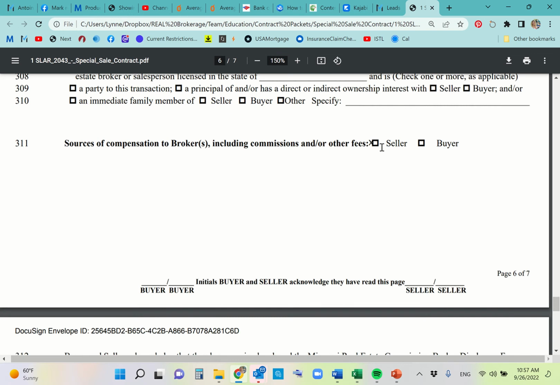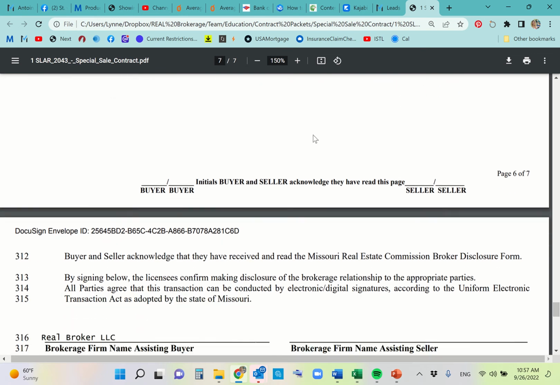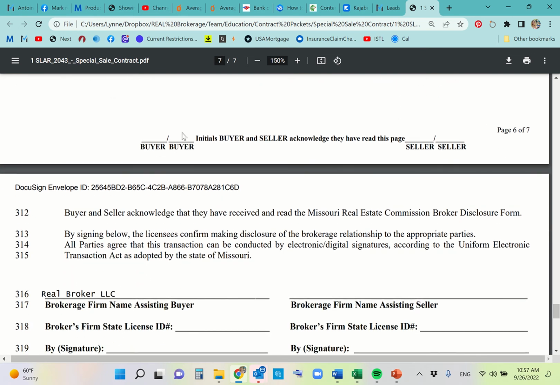And then finally, sources of compensation to the agent are, in this case, the seller. I already told you I don't charge extra. I am going to look into my signature program and determine why all my X's are coming out on the left-hand side. I don't know if it was bad placement or what, but make sure if you're seeing this on yours that you get it into the box there. And again, we're going to initial here.